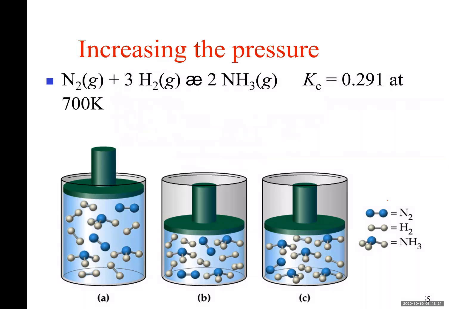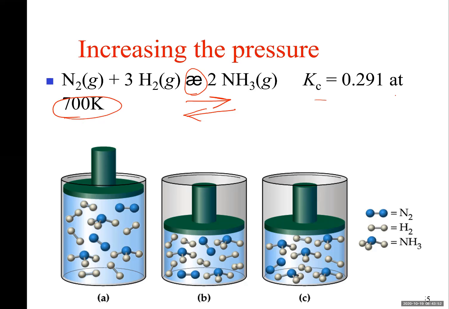So, third change. Can we do another thing to shift an equilibrium toward the direction that we would like? By the way, this AE means at equilibrium. It is the same thing as double R. So this is a reaction which is at equilibrium. The temperature matters, so we must state the temperature.